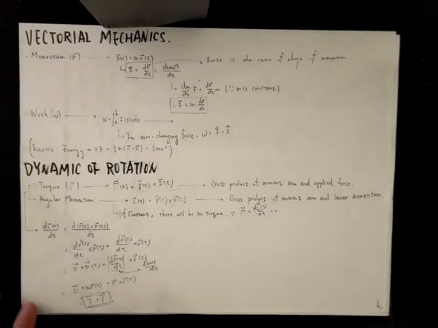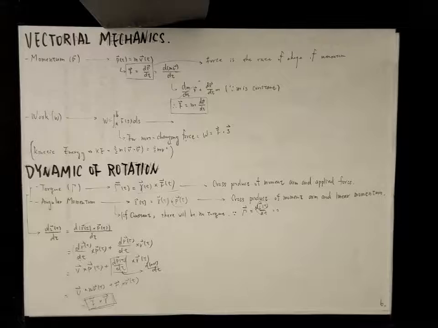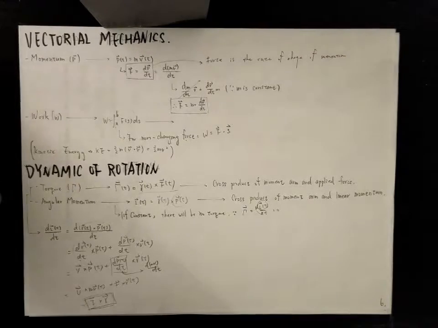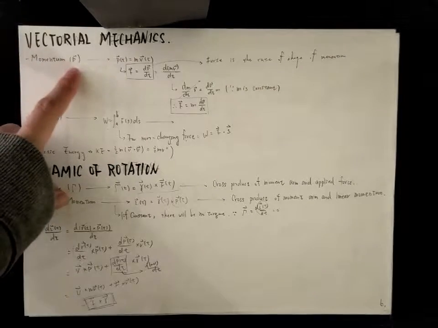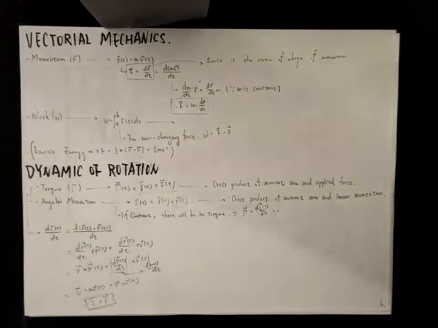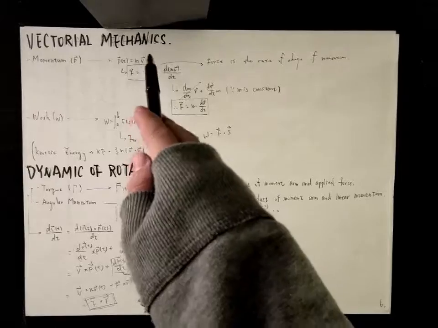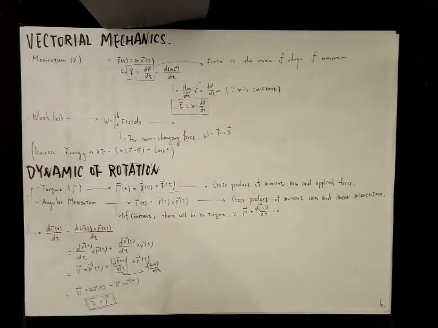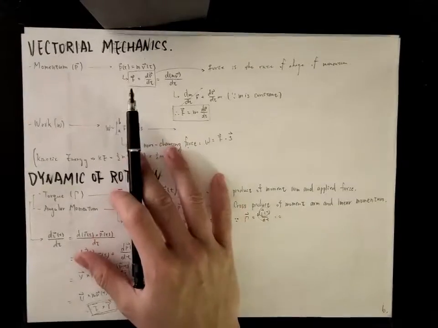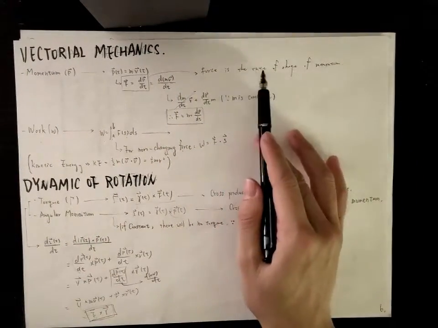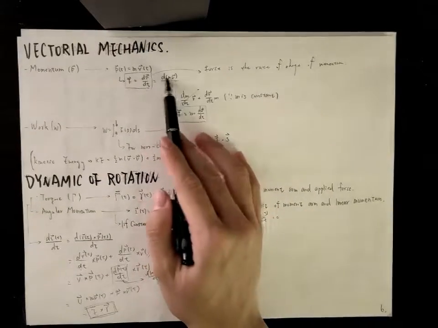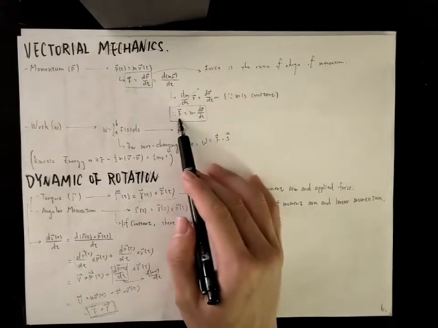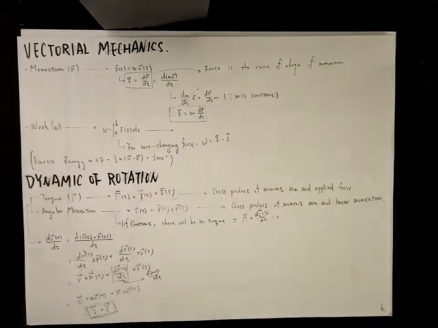Okay, so vectorial mechanics. There are 3 main points in vectorial mechanics, actually 2. The first one is momentum, P. P is m times v of t, and this is a scalar multiplication. And F, the force, is defined as the rate of change of momentum. After opening this up, we know that F equals m dv/dt.